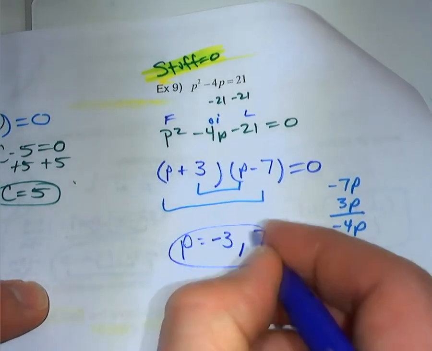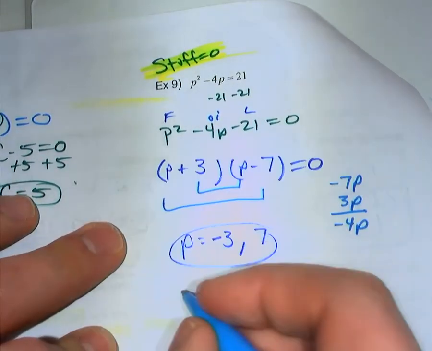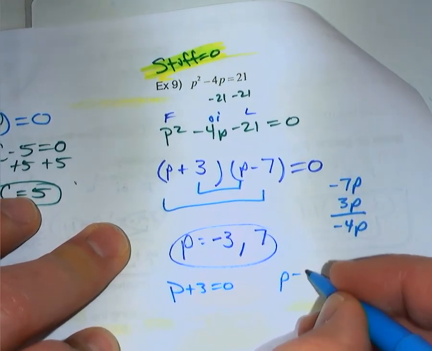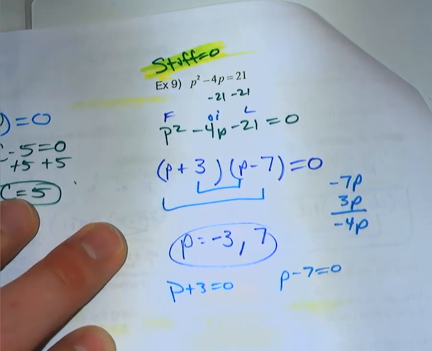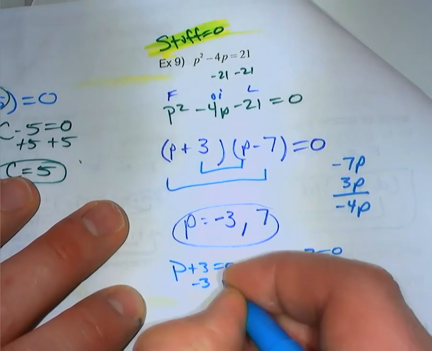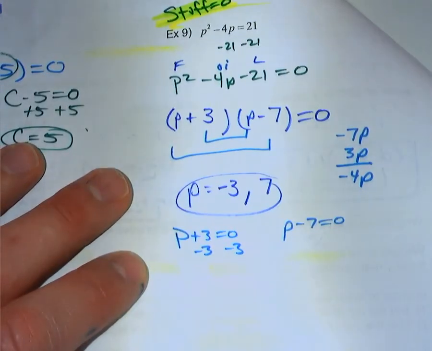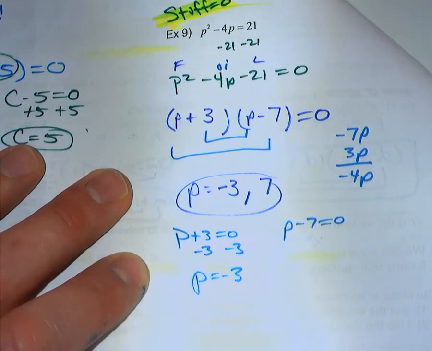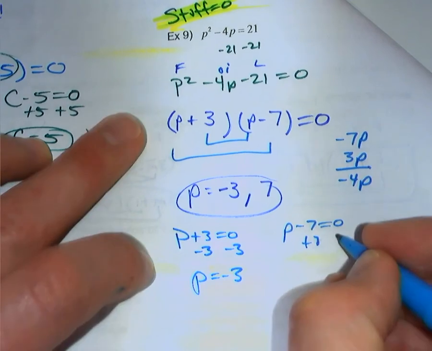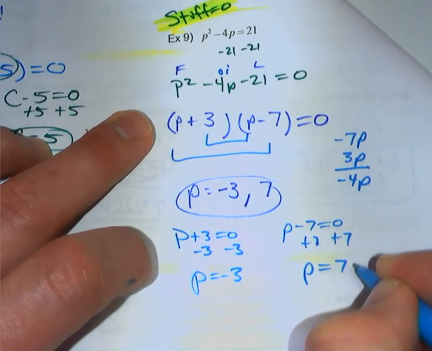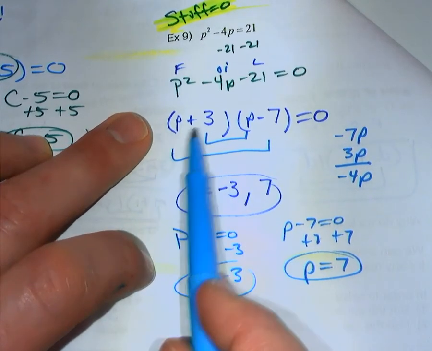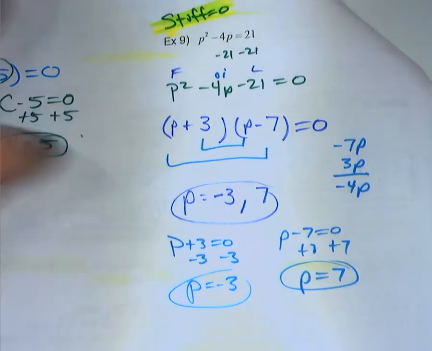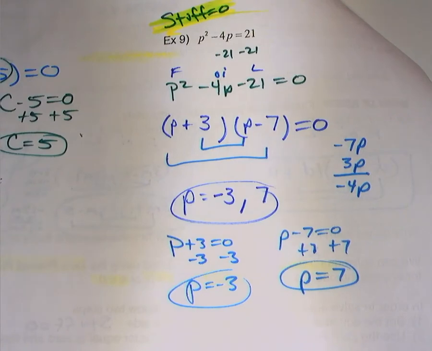Okay? Now, if you lost me there, well, off to the side, all I'm doing is P plus 3 equals 0, and P minus 7 equals 0. I'm subtracting 3 over, and that's how I'm getting P equals negative 3. I'm adding 7 over in my head. I get P is 7. Again, it's always opposite of what you see in parentheses. Okay, Damien, I have an answer.